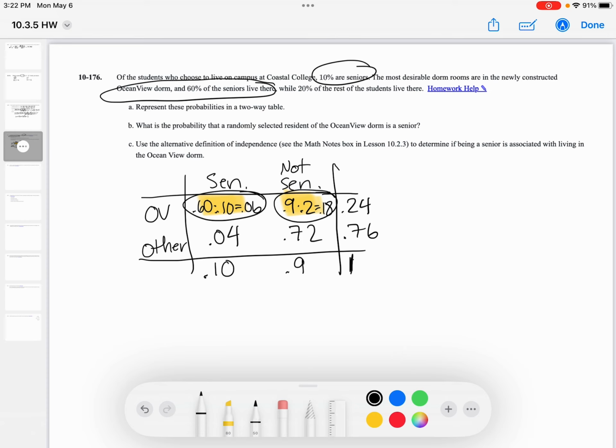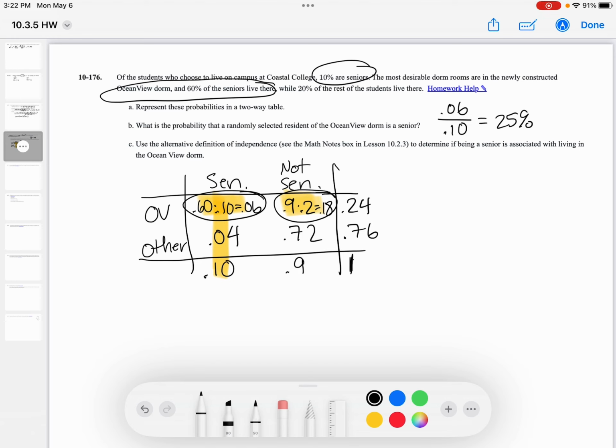Okay, so now we can answer the questions. What is the probability that a randomly selected resident of the Ocean View dorm is a senior? Okay, so this is conditional probability. We only care about these guys, the Ocean View dorm here, okay? So our bottom number of our conditional probability is 0.10. Of those students, how many are seniors? 0.06.